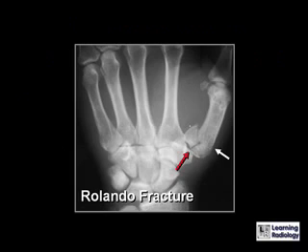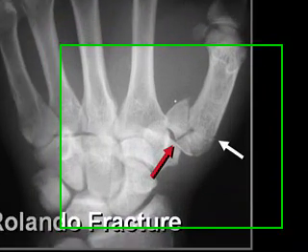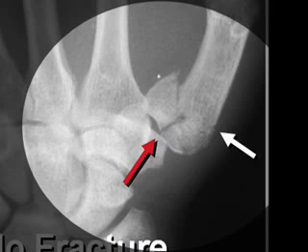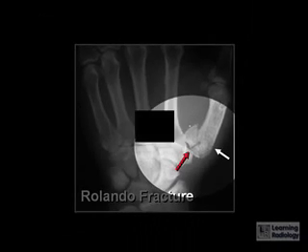This is an example of a Rolando fracture of the base of the thumb. You can see that the red arrow points to one of the fracture fragments and the white arrow points to another fracture line. So this is a comminuted intra-articular fracture at the base of the thumb, a Rolando fracture.